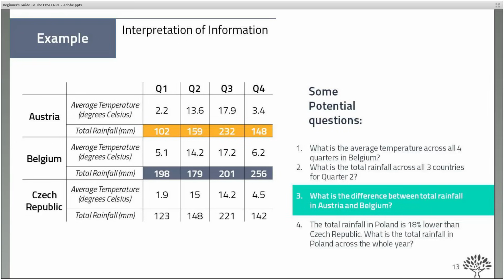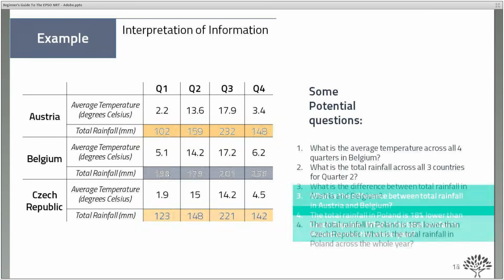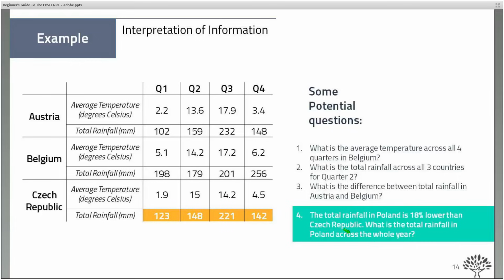Well, if you just had the second part of that question, you'd be a bit panicked because you'd look over and see there's no Poland here. But you can work it out by working out Czech Republic's total rainfall and then working it from there. So the key information here is this row of information plus this fact that Poland is 18% lower.